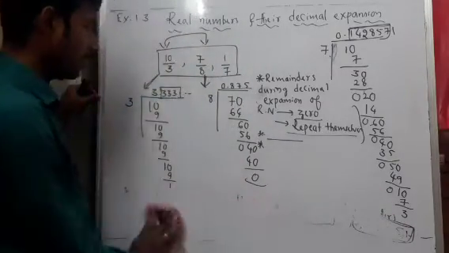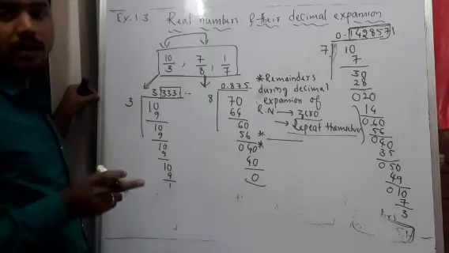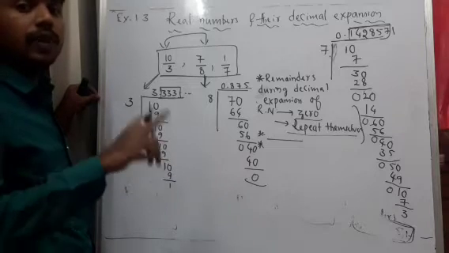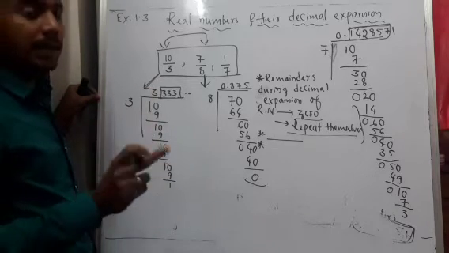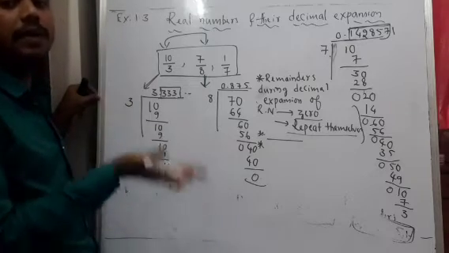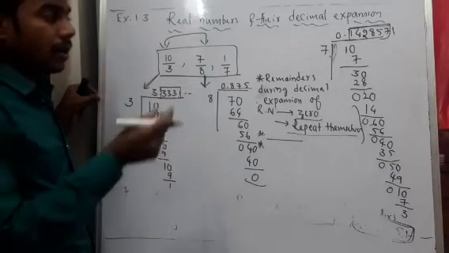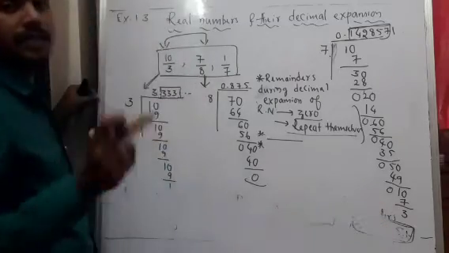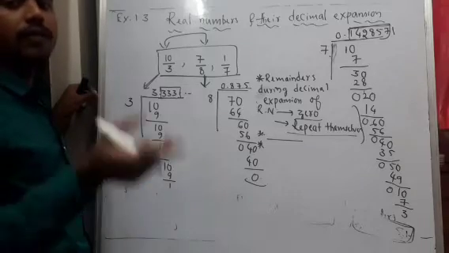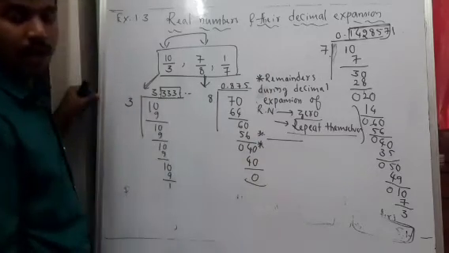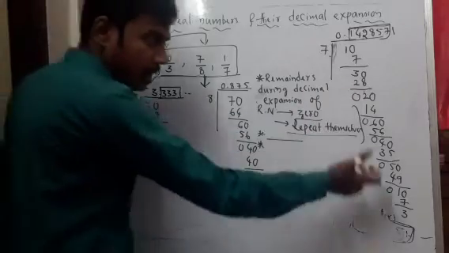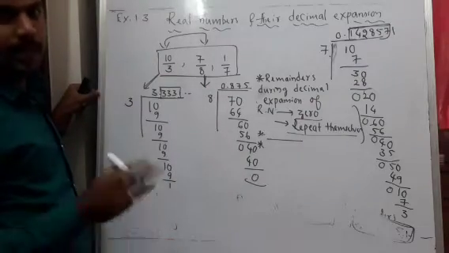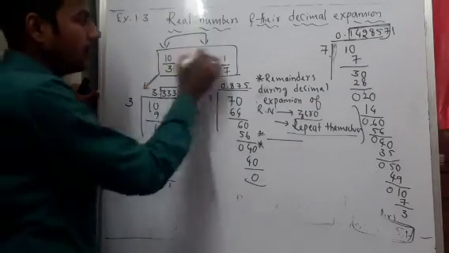First, the remainder will become 0 after certain steps, or else we will get a repeating string of remainders, meaning the remainders repeat themselves. Second, the number of digits in the repeating block of remainders will be less than the divisor. Third, if the remainder repeats, the digits in the quotient will also repeat.